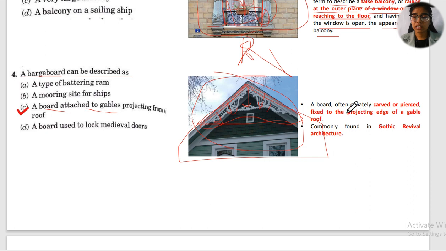They are often ornately carved or pierced. You can see this ornamental style, and they are fixed to the projecting edge of the gable roof. This architecture style is commonly found in Gothic revival architecture. So barge board is this lattice part. It is attached at the gable of the roof.